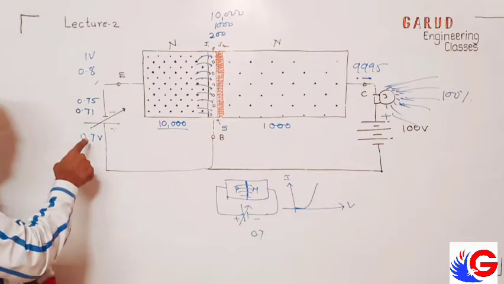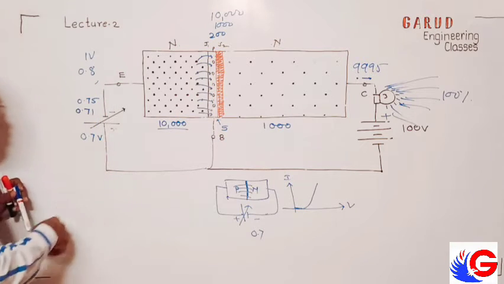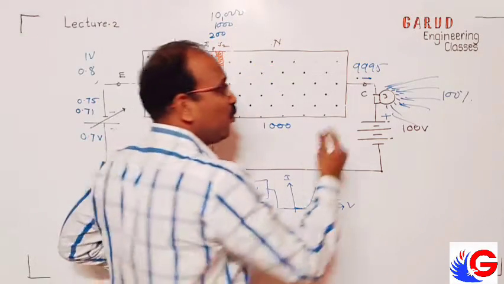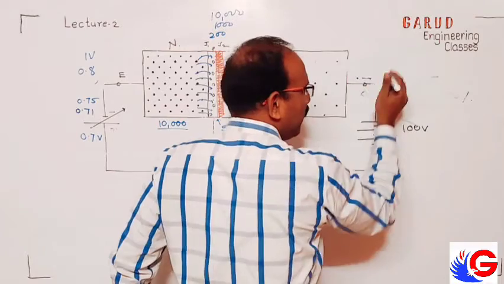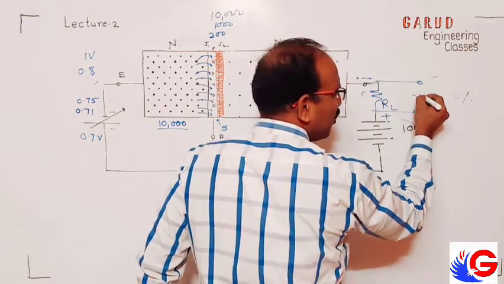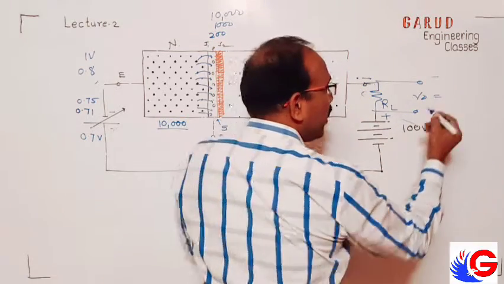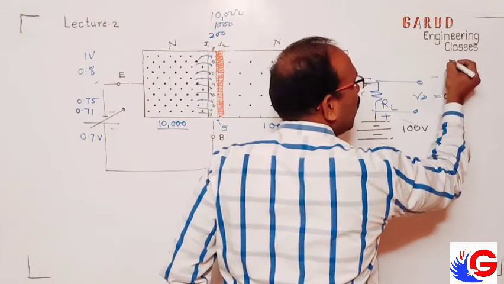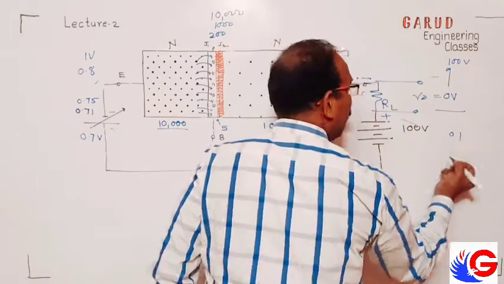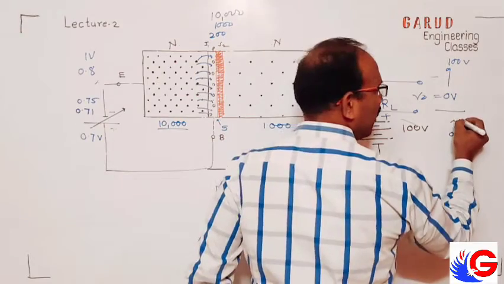And now what I can say, from 0.7 to 1, even if I increase by 0.1 volt, I get an increase of around 10 volt over there. If I replace this with a resistor, called a load resistor, and measure voltage across it, VO, then we get voltage from very low, like 0 volt, to 100 volt, for a change of 0.1 volt to 0.3 volt.